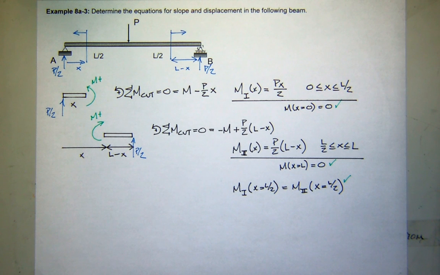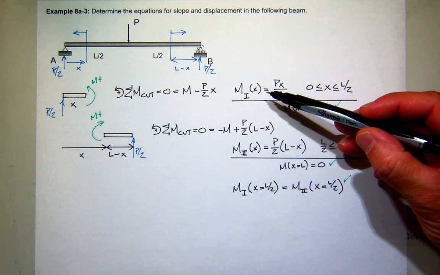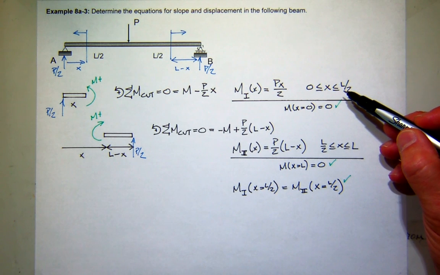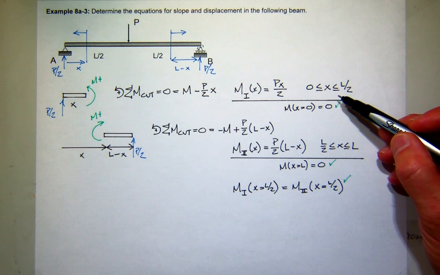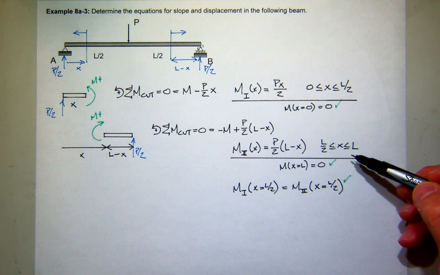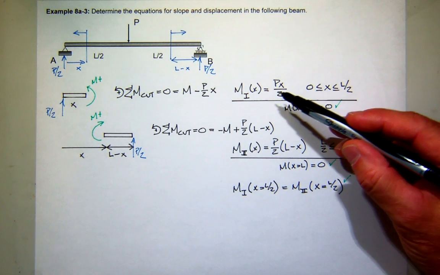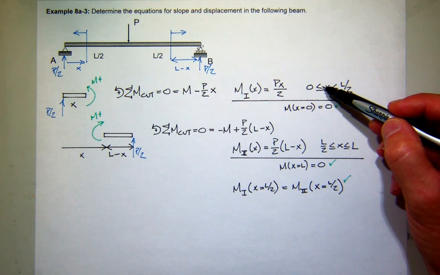So what do I have to do next? I've got to integrate these guys. So that means, since I have a moment expression from 0 to L over 2, I'm going to get a slope expression that's good from 0 to L over 2, and a displacement expression that's good for that range. And then another set here. Let's look ahead a bit. As I do my double integration here to convert this moment to a displacement, how many integration constants will I generate?